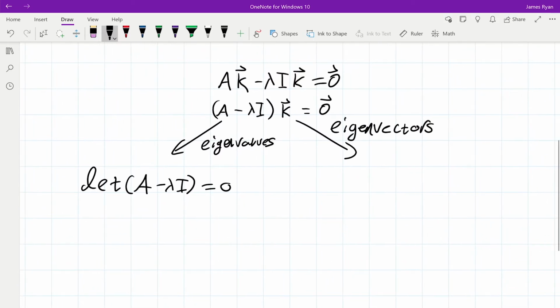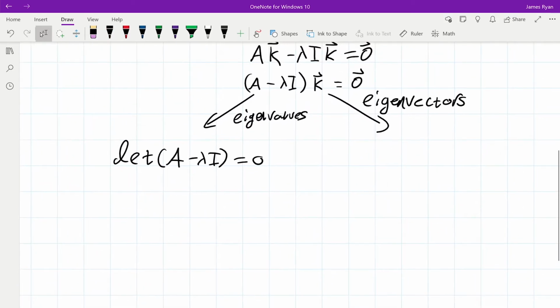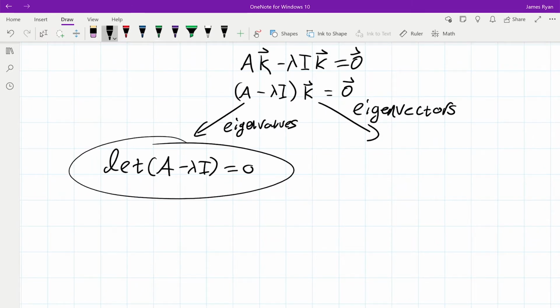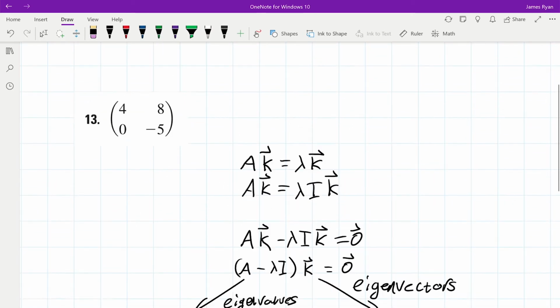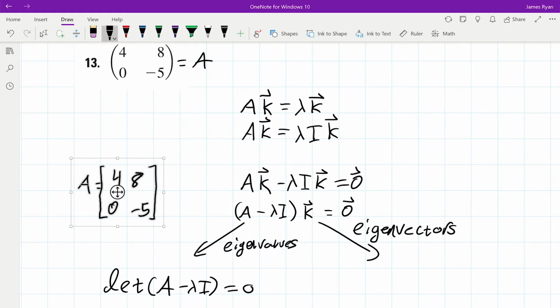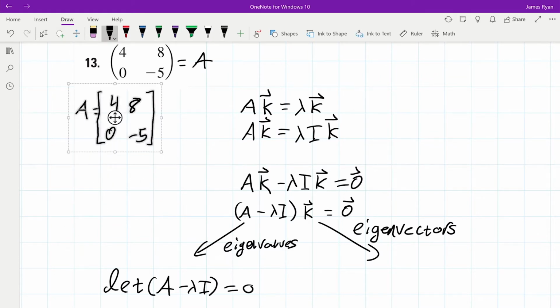So let's go ahead and find the eigenvalues. So to find the eigenvalues, we know that the determinant of A minus lambda I equals 0. Let's go ahead and write down what A is. So this is A. A is 4, 8, 0, negative 5. And then we'll also do lambda I. So I is the identity matrix. Since A is 2 by 2, I will be the 2 by 2 identity matrix. So I is 1, 0, 0, 1.